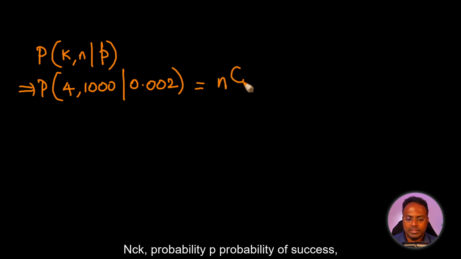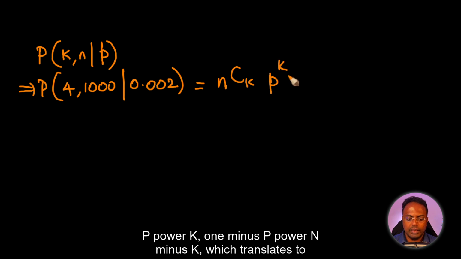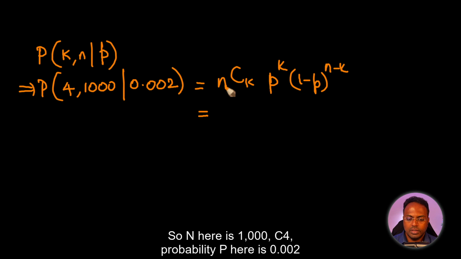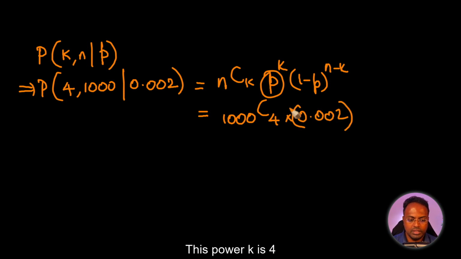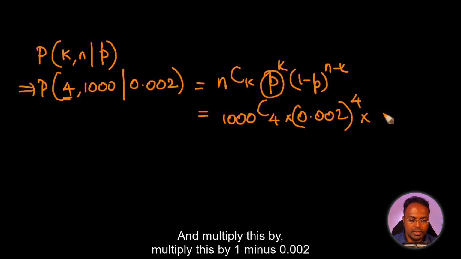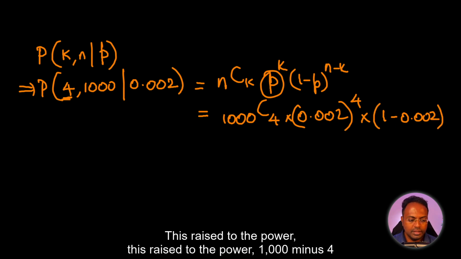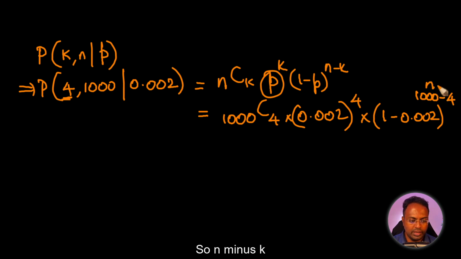So nCk, probability p of success, p power k, times 1 minus p power n minus k, which translates to, so n here is 1,000, C 4, probability p here is 0.002, here we have multiplication, this power k is 4, right? And multiply this by 1 minus 0.002, this raised to the power 1,000 minus 4. Okay, so n minus k.